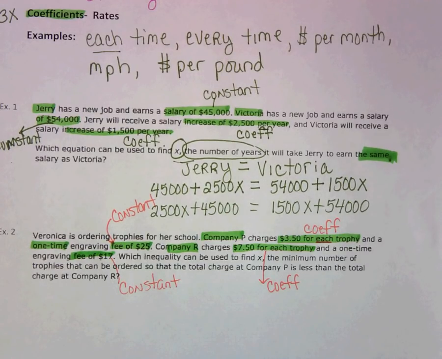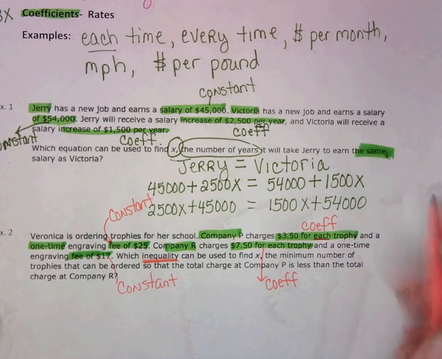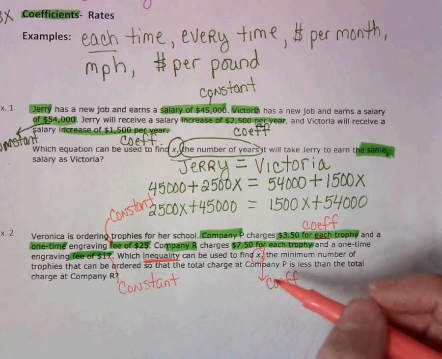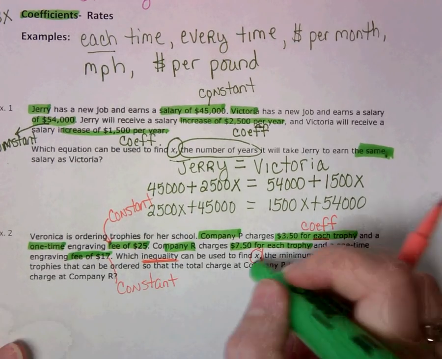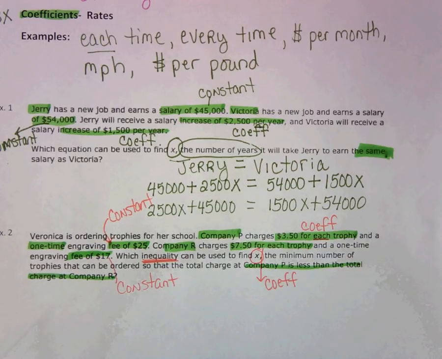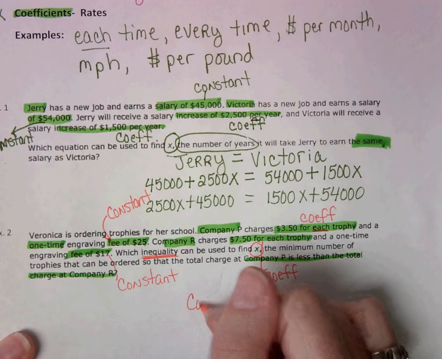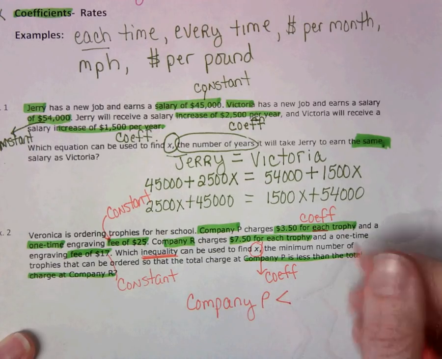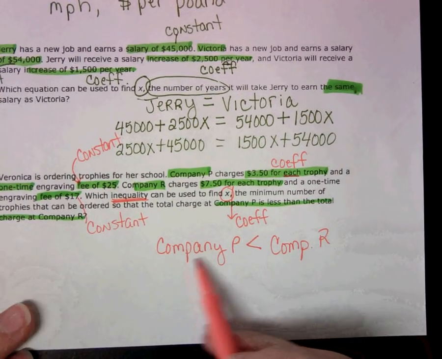Okay, so now it says which inequality, so that's a clue right there that we need to use an inequality symbol, can be used to find X, the number of trophies, that can be ordered so that the total charge of company P is less than the total charge of company R. So that's really important right there, because that's going to help us write our statement. That company P, we want to know when it is less than company R. Okay, so that's what we're comparing. That's our equality statement.